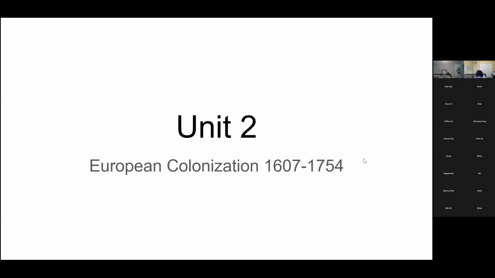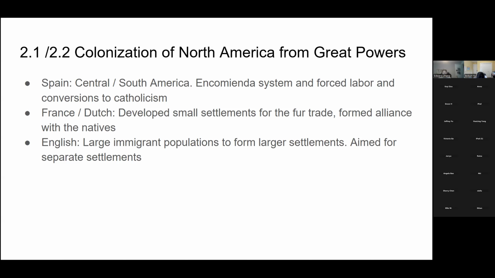And so the first one is 2.1 and 2.2, and it is about colonization of North America from the great powers of Europe, and there are similarities and differences. So let's start with Spain. We talked about them a lot so far. They colonized mainly Central and South America, and they also had Florida, which is mentioned later.